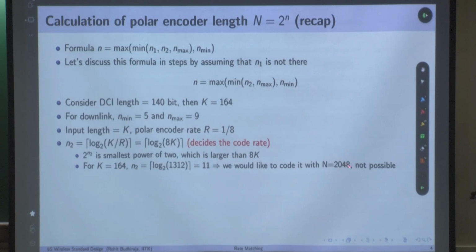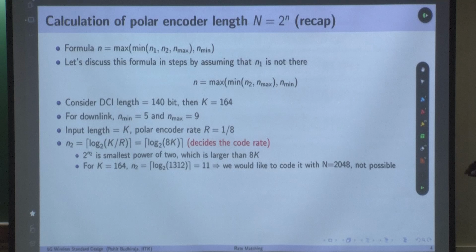What will happen if you code it with 2048? The code rate will not be 1 by 8, it will be lower than 1 by 8. Because for 1 by 8, how many bits do you need? 1312. If 164 is the input, the output should be 1312. Then only the rate becomes 1 by 8, because k by n will become 1 by 8. What we are saying here is that either we want 1 by 8 or a rate lower than that, and for that n comes out to be 2048.